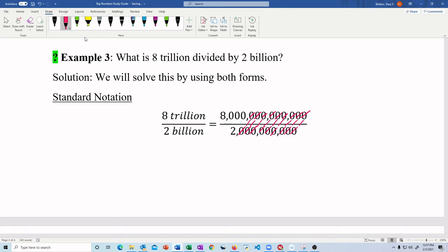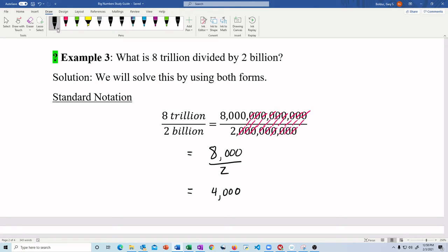All right, so what does that leave us then? What's left? All we have to do is do the calculation with what's left. So after all those zeros have been canceled, this is 8,000 divided by 2. And that's a much easier thing to calculate, right? That's awesome. This leaves us with 4,000. So 8 trillion divided by 2 billion is 4,000. Boom.